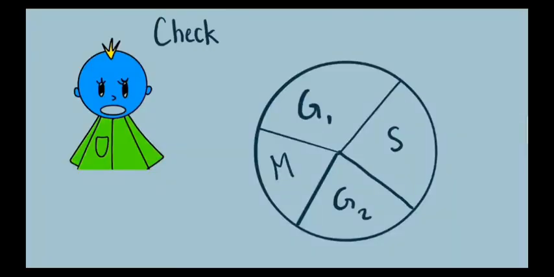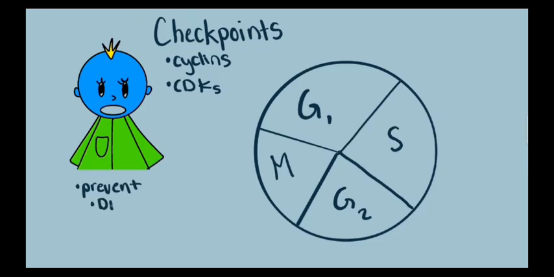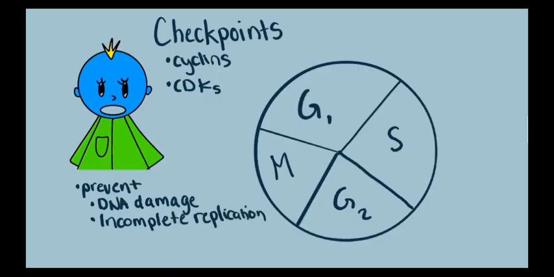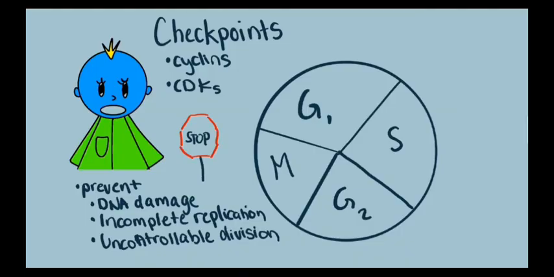The cell cycle is tightly regulated by checkpoints controlled by proteins called cyclins and CDKs. These checkpoints prevent DNA damage, incomplete replication, and uncontrolled division. When regulation fails, cells divide uncontrollably. This is cancer. Understanding the cell cycle helps scientists discover cancer treatments and understand growth, healing, and development.